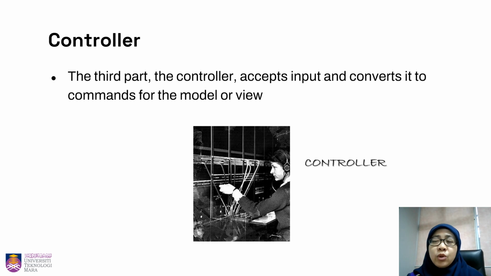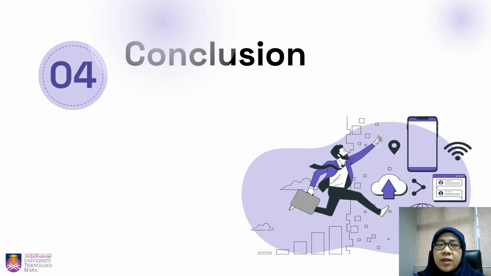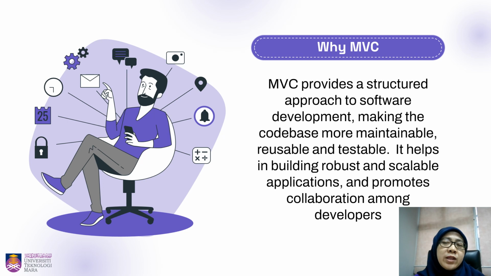It receives user input from the view, processes it, and updates the model accordingly. As the conclusion, so why MVC? MVC provides a structured approach to software development, making the code base more maintainable, reusable, and testable. It helps to build robust and scalable applications and promotes collaboration among developers.